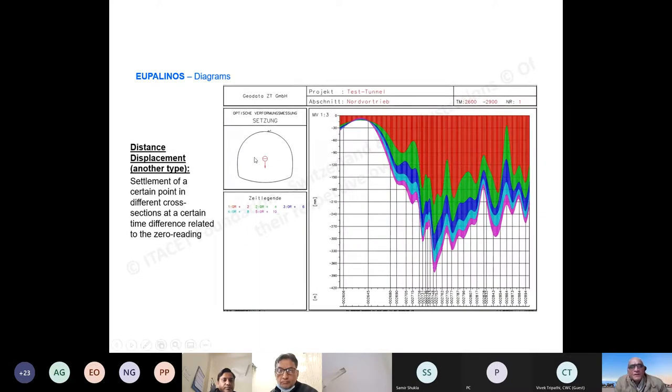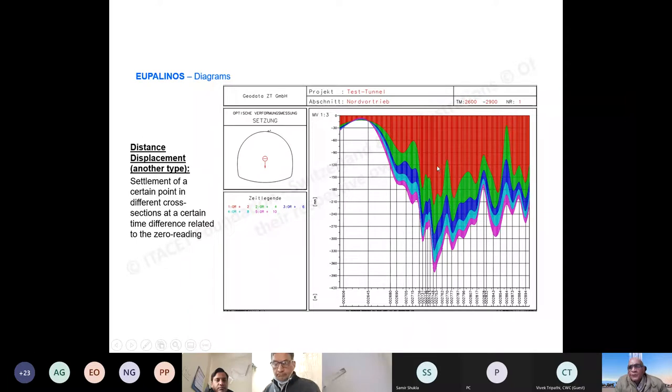This is the picture where this is the tunnel and this is the crown point. Now, it tells you, see this, different color schemes: red is 2 days after excavation, green is 4 days after excavation, blue is 6 days, and then 8 days, 10 days after excavation. So if you go along the length of a tunnel, it will show how much the crown has moved 2 days after the excavation, 4 days, 6 days, 8 days, 10 days. All these points of the crown, on various points of alignment, it has shown how they have moved after the excavation over a period of time.